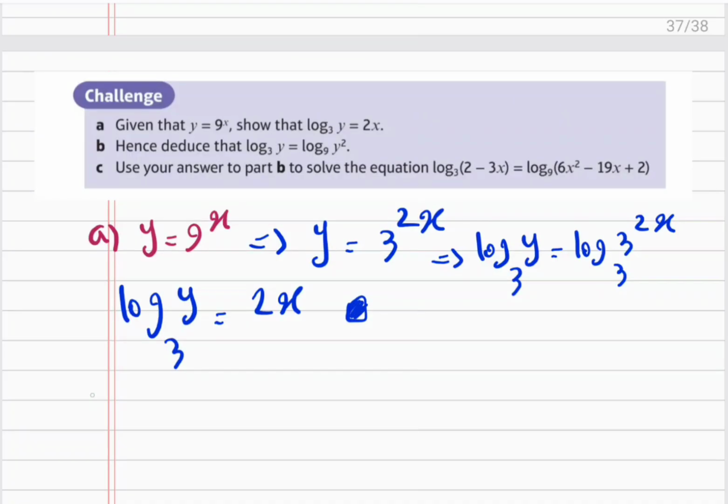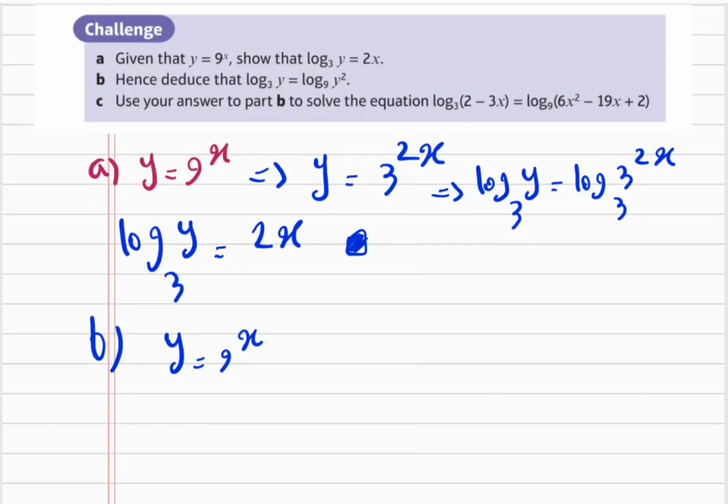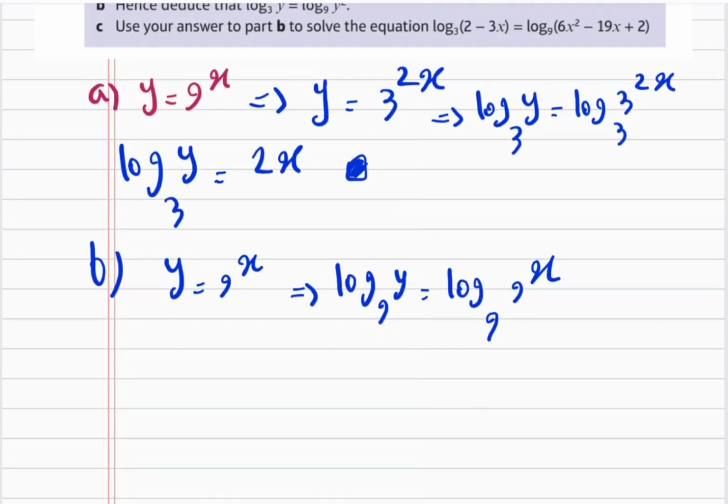Now, in part B, we want to deduce that log base 3 of y is equal to log base 9 of y squared. So we know that y is equal to 9 to the power of x. Now, when we take log base 9 of both sides, because we need to have that, let's see what happens. So we get log base 9 of y is equal to log base 9 of 9 to the power of x. And now we just need to simplify the right-hand side.